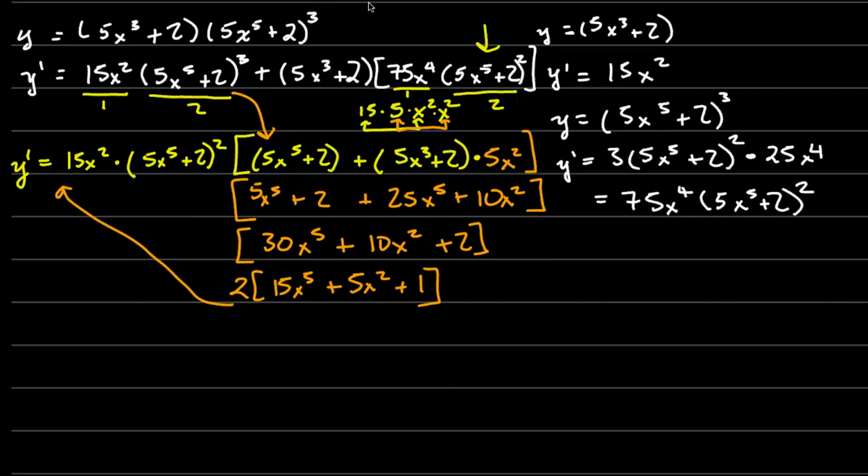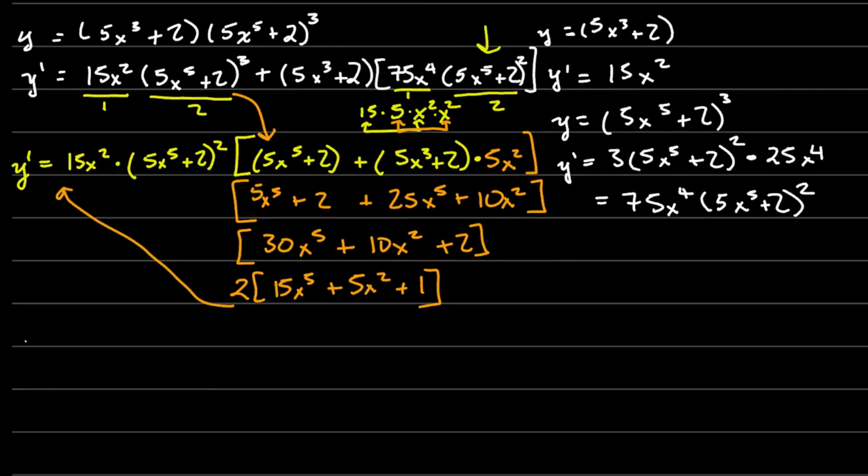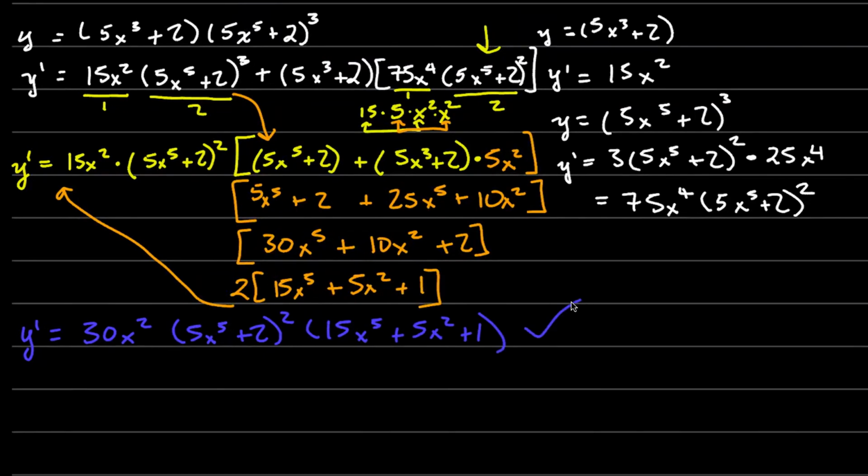So your final answer, let's put it in blue. Your final answer is going to be y prime equals 30x squared times 5x to the 5th plus 2 squared, and then times 15x to the 5th plus 5x squared plus 1. Basically, this one is a lot of factoring, and that's how you do it.